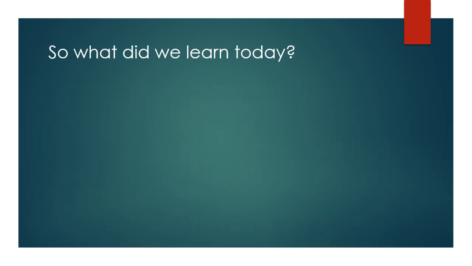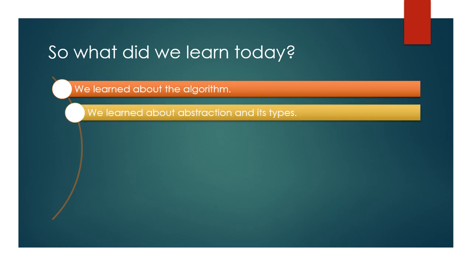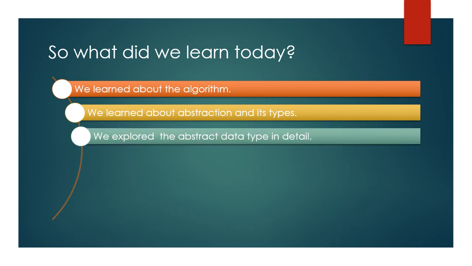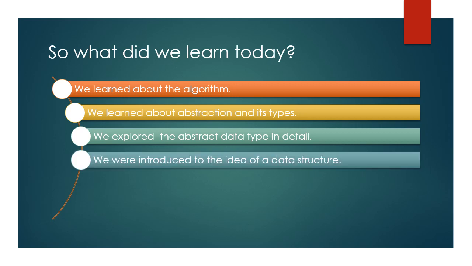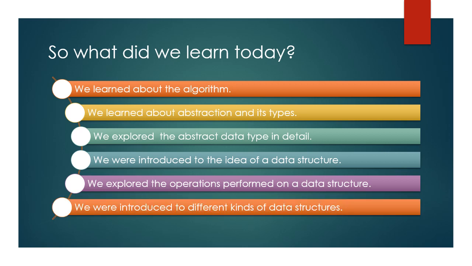So what did we learn today? We learned about the algorithm. We learned about abstraction and its types. We explored the abstract data type in detail. We were introduced to the idea of a data structure. We explored the operations performed on a data structure, and we were introduced to different kinds of data structures.